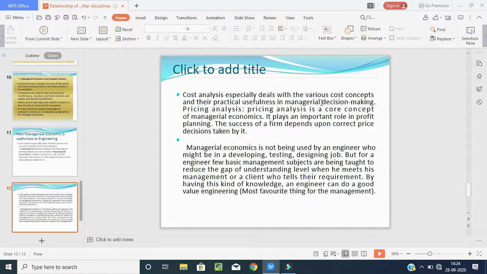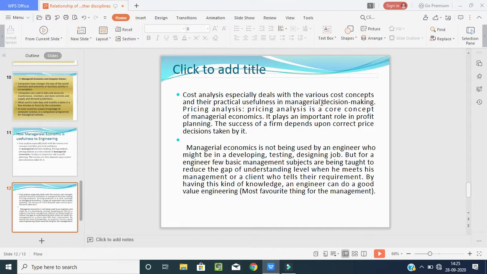So we are saying that cost analysis and pricing analysis also help in engineering to find out the price of the product. Now managerial economics may not be used by an engineer who is in a developing, testing or designing job, but a few basic management subjects are taught to an engineer to reduce the gap in understanding when he meets his management or a client who tells their requirement. By having this kind of knowledge, the engineer can do good value engineering.